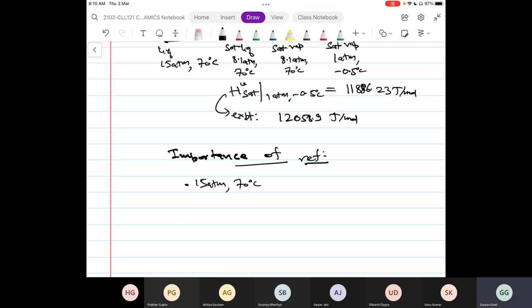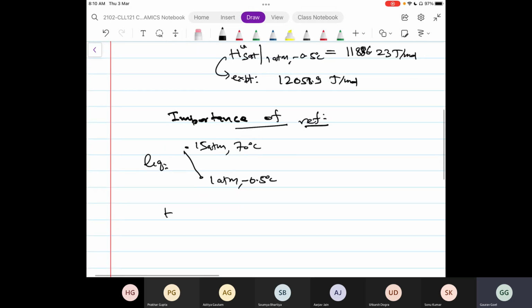I had liquid at these conditions, and let's say I take this liquid to a new set of conditions, 1 atmosphere and minus 0.5 degrees Celsius. And here I would write that the liquid enthalpy at saturation at 1 atmosphere is whatever the enthalpy change I'm getting in this part minus the enthalpy at the reference.